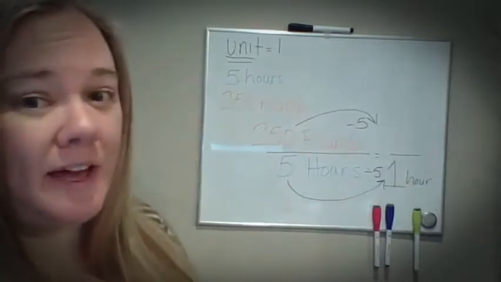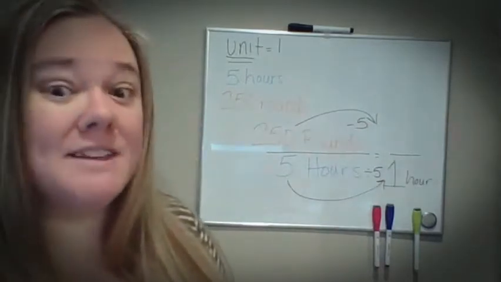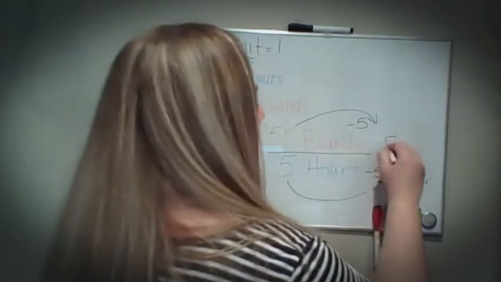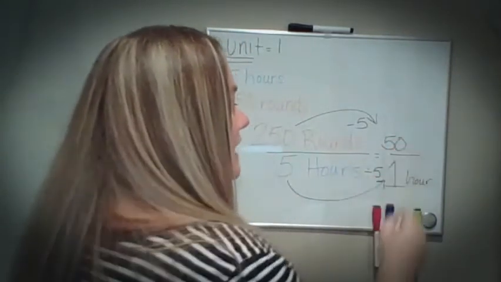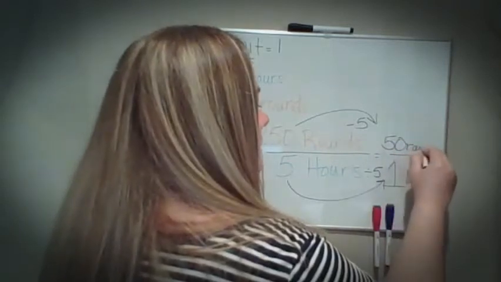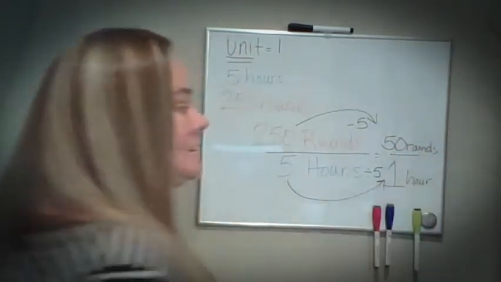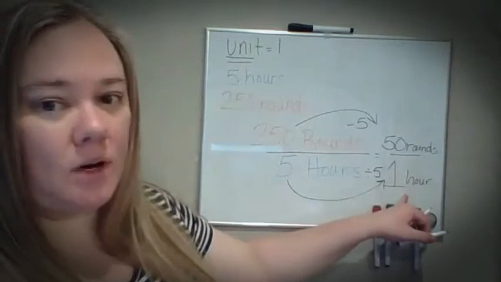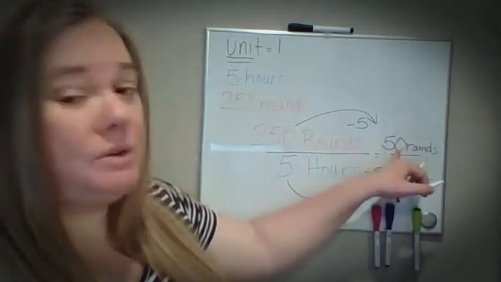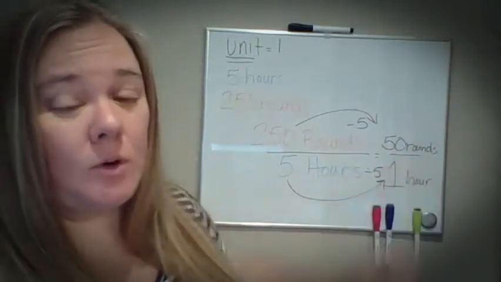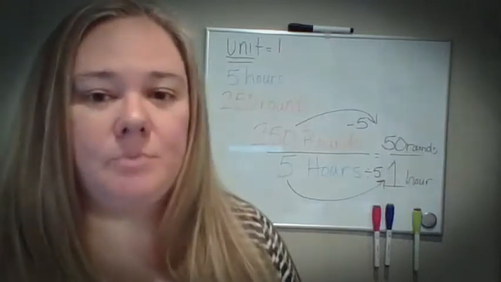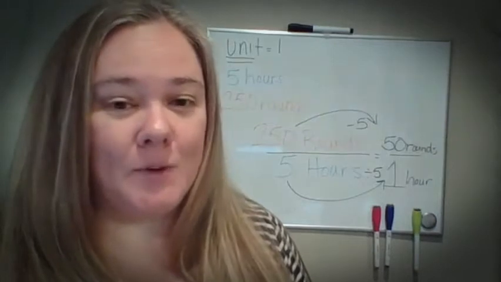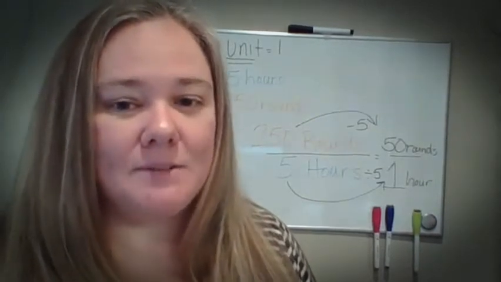250 divided by 5, well, 25 divided by 5 is 5, so 250 divided by 5 is 50. So when I'm finding the unit rate, when I'm finding for 1 hour, I found that she rode 50 rounds for every hour, or per hour, 50 rounds per hour. There's one example of finding a unit rate.